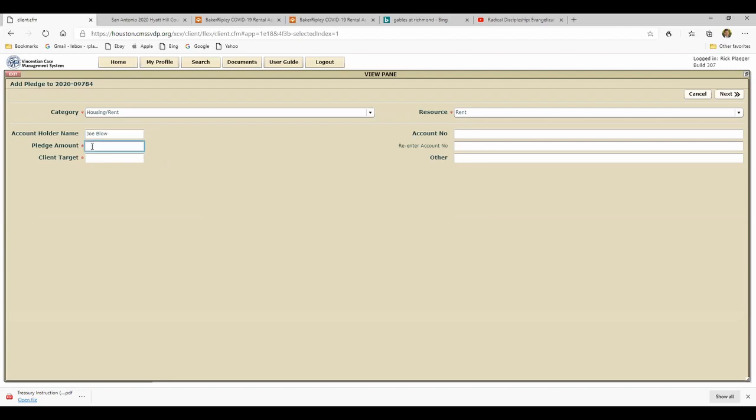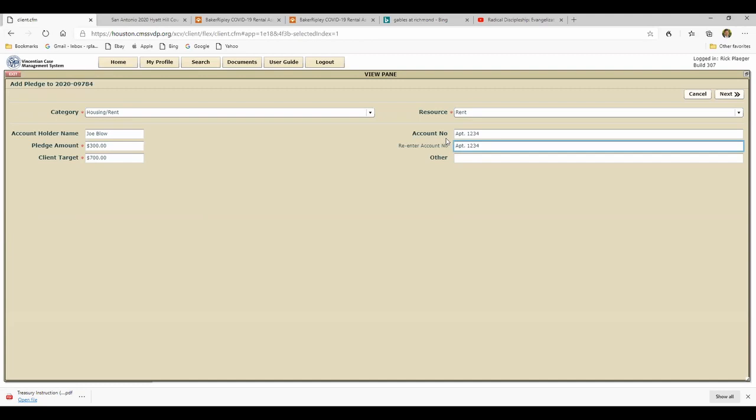The pledge amount, we're going to pledge $300, and he's trying to get $700. So we put what his target is. The account number again, or you can just put 1, 2, 3, 4. Again, the reason that this is important is because all that we enter on this pledge will eventually roll into the check request, and will tell the treasurer how to write the check and tell the person delivering the check where to deliver it. So all of this is very important.